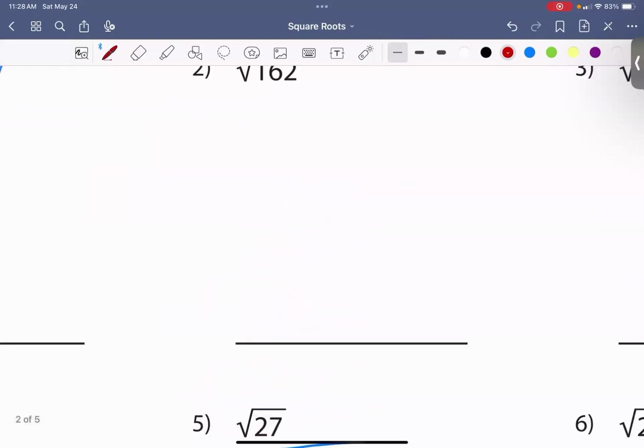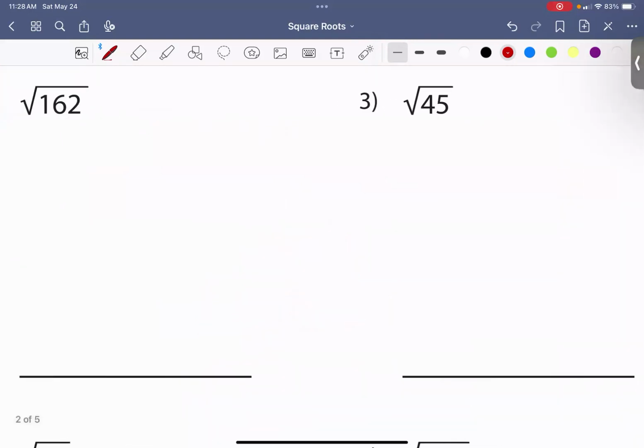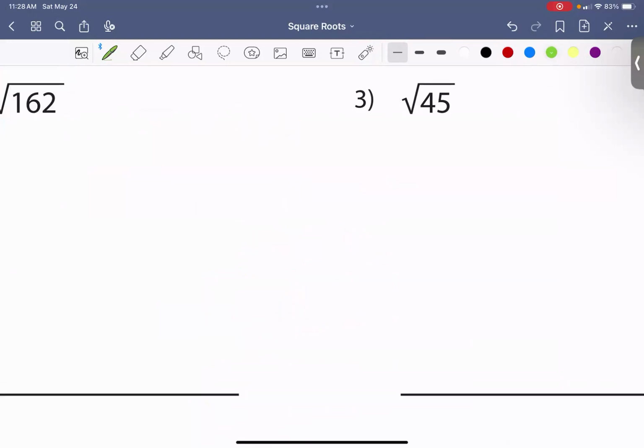Let's do this one, the square root of 45. So I know that 9 is a perfect square and that 9 times 5 is equal to 45. So I'm going to rewrite it. The square root of 9 is 3.